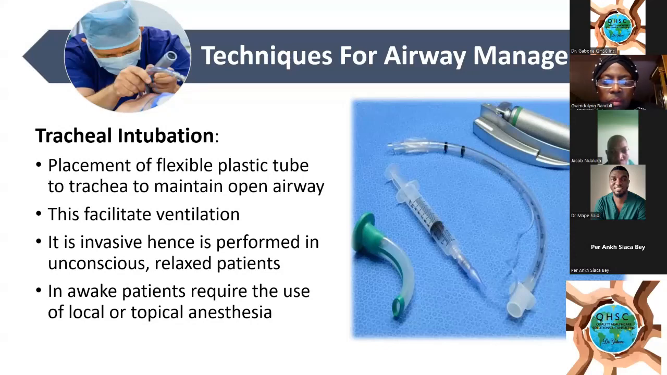Now, in an awake fashion, you will need a local or topical spray to the vocal cords and the surrounding structures to numb them, so they do not cause spasm when you want to put in the tube. Among all the indications for laryngoscopy, the first we will see in the next slide.